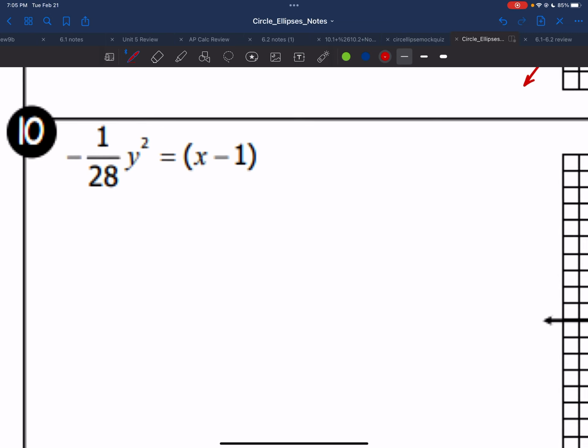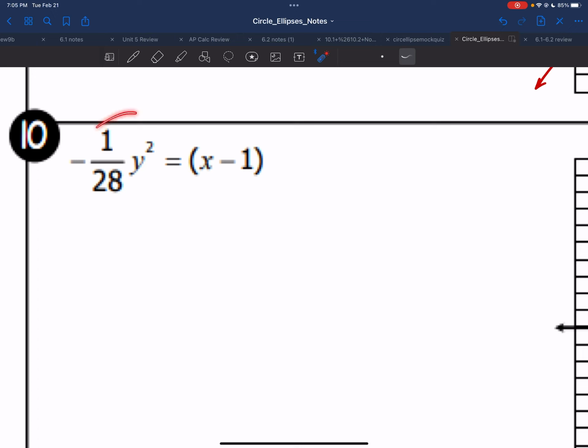All right, let's see. We've got y squared. So this tells me that it's going to be to the left or the right. But what is all this junk here? Normally, I have my latus rectum attached to the one that's not squared. So let's see if I can rectify this. If I multiply both sides of this by -28, then this and this are going to cancel out. And so I have y squared equals -28 times (x minus 1).